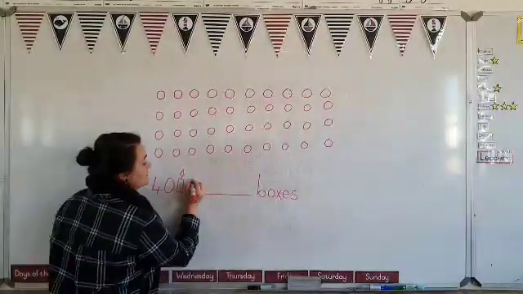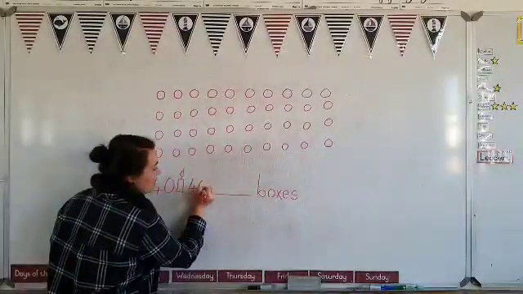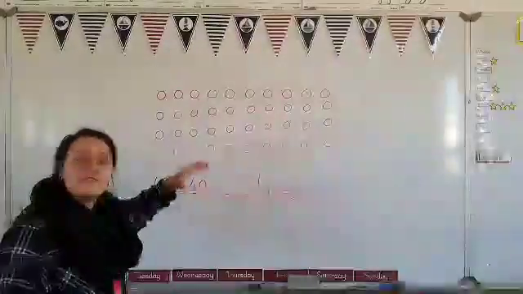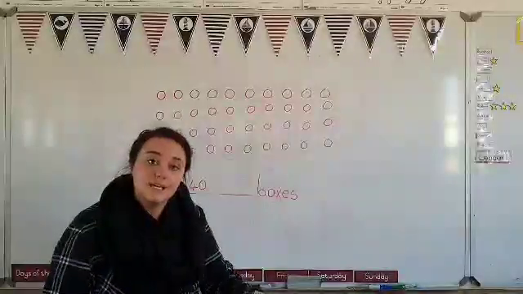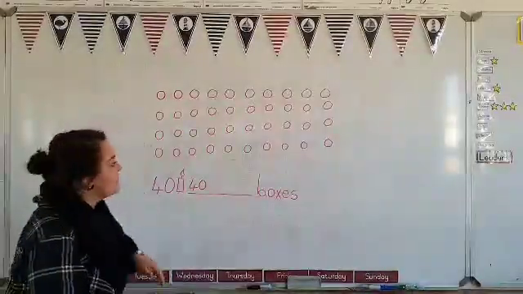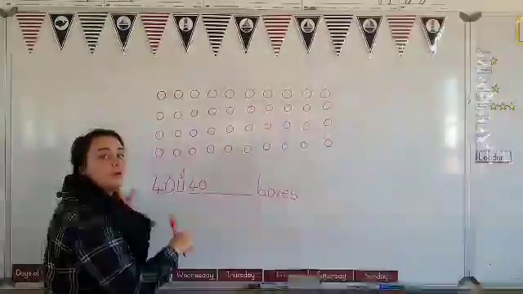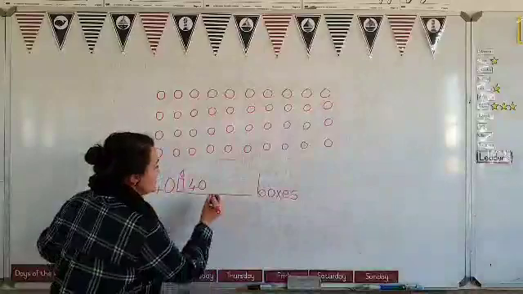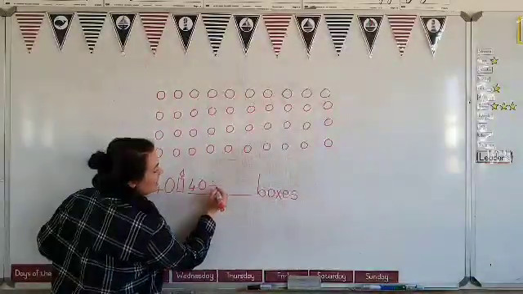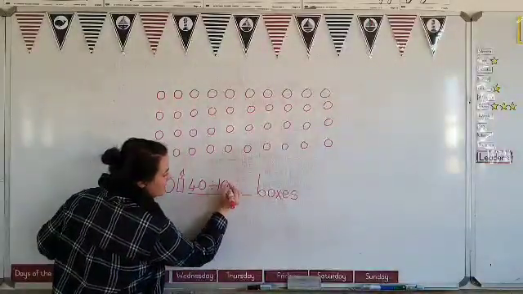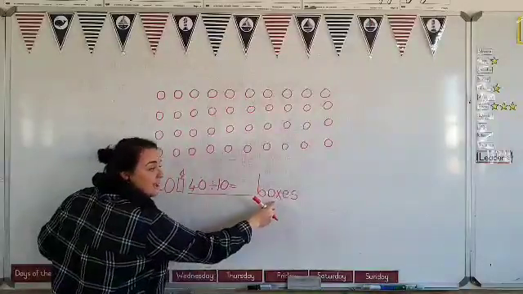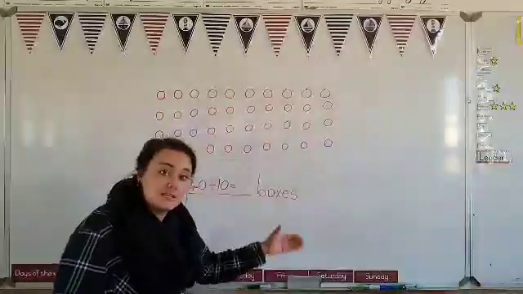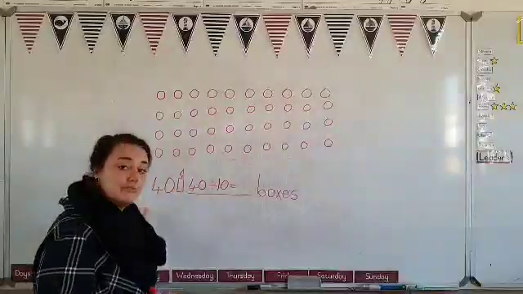So let's start with 40. There are 40 candles. Now this number is the number that we have to divide equally into groups. We already know that there are 10 in each box, so it will be divided by 10. This is the answer we want to know: how many boxes will there be if there are 40 candles?